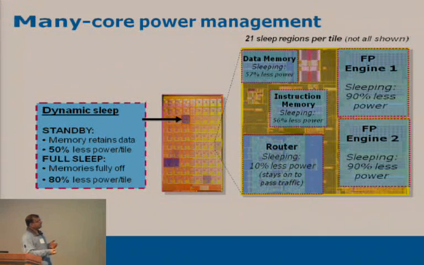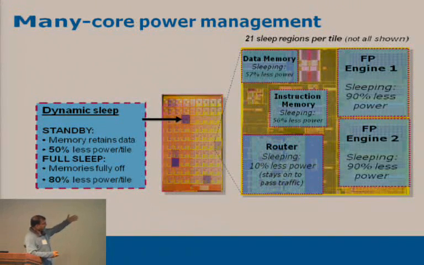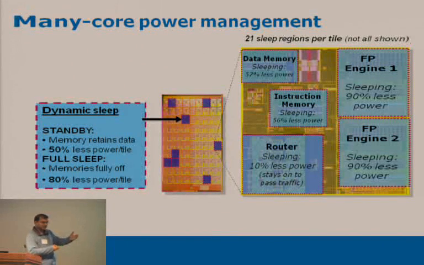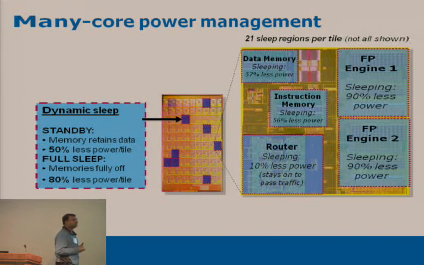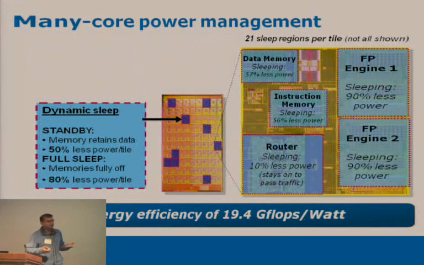We had 21 different regions of sleep within the tile, which could be activated, deactivated. Either you can lose the data value, shut it off, or you can retain data, depending on what you want to do, how soon you want to wake up. And all of these techniques allowed us to get in the lab about 19 gigaflops per watt energy efficiency in 65 nanometer CMOS.